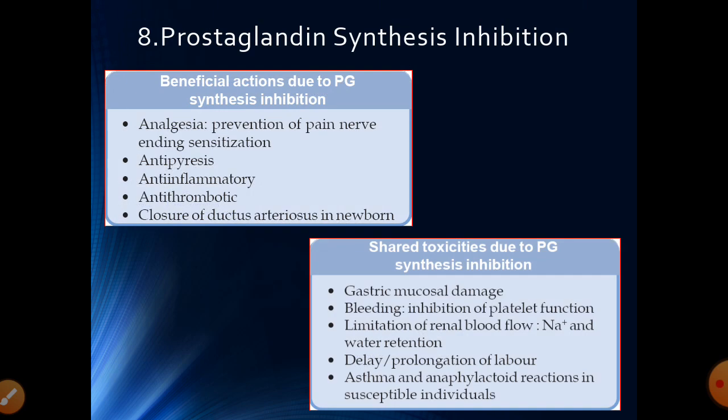Next is prostaglandin synthesis inhibition. For example, these two tables are given. One is beneficial action and one is shared toxicities. That is, they are beneficial for what? For analgesia. They show anti-inflammatory effect. They show antithrombotic effect. They are responsible for closure of ductus arteriosus in newborn.